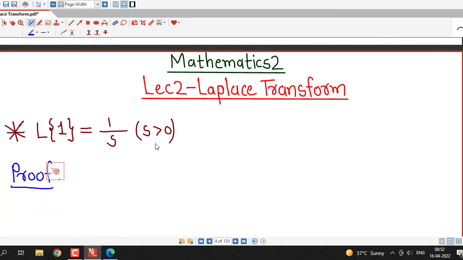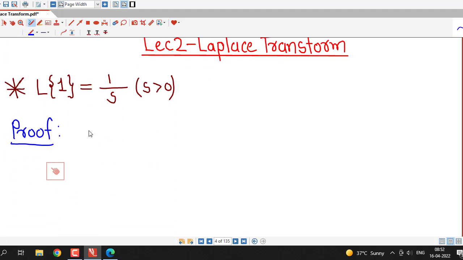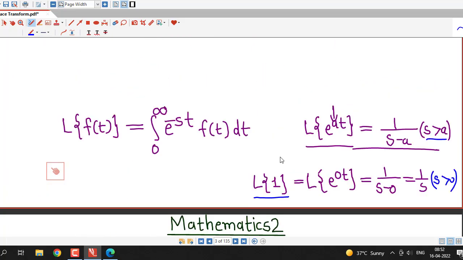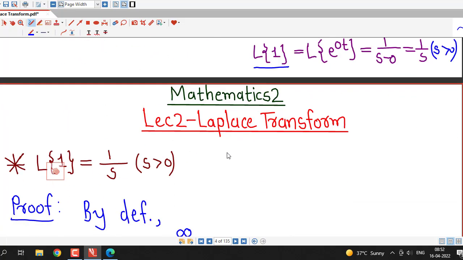And if we wish, we can directly prove using definition of Laplace transform. So we try to prove that Laplace transform of 1 is 1 by s by definition of Laplace transform. So by definition, Laplace transform of 1 will be equal to improper integral from 0 to infinity e raised to minus st into 1 integral with respect to t. So we are taking f of t equal to 1 in the definition of Laplace transform.